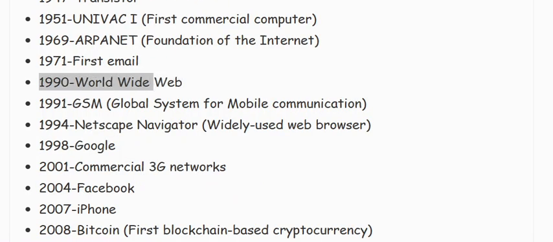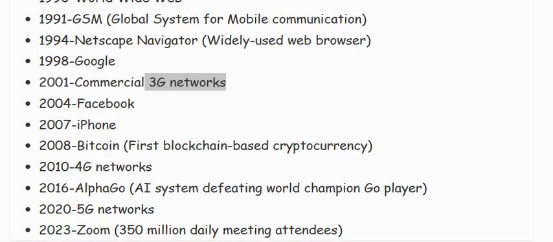1990, World Wide Web. 1991, GSM, Global System for Mobile Communication. 1994, Netscape Navigator, widely used web browser. 1998, Google. 2001, commercial 3G networks. 2004, Facebook. 2007, iPhone.